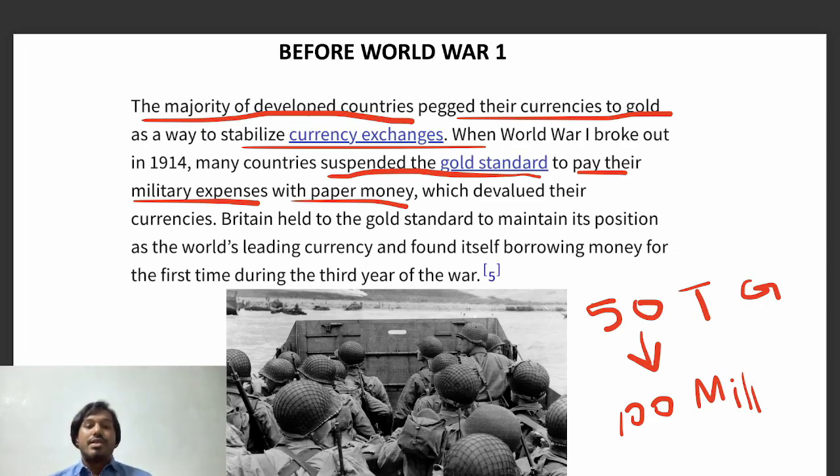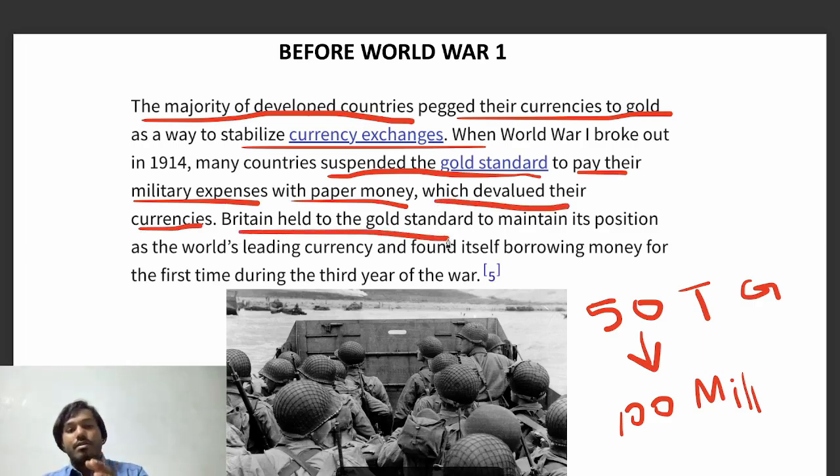So this is what happened, which you can see here. If they suspend the gold standard, it devalues their currencies. And Britain, during World War One, held on to their gold standard, but eventually after 3 years of war, they had to suspend the gold standard too.